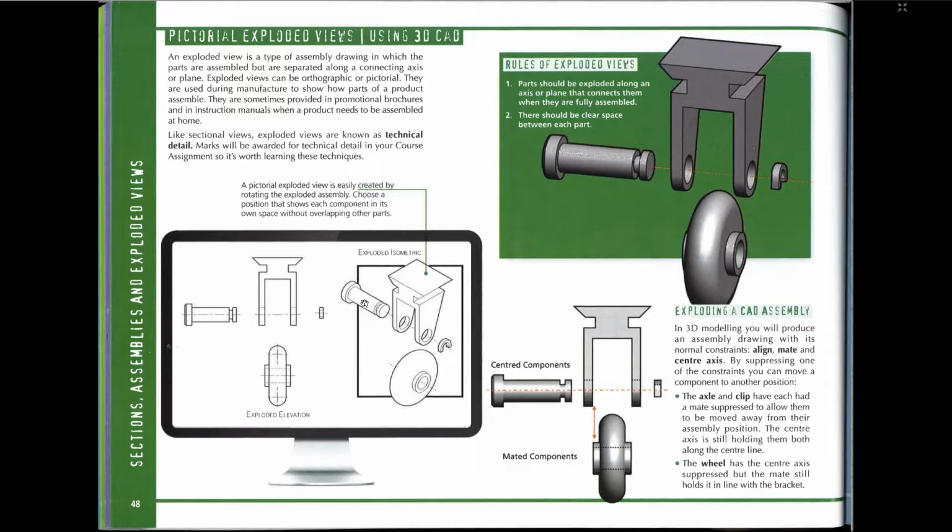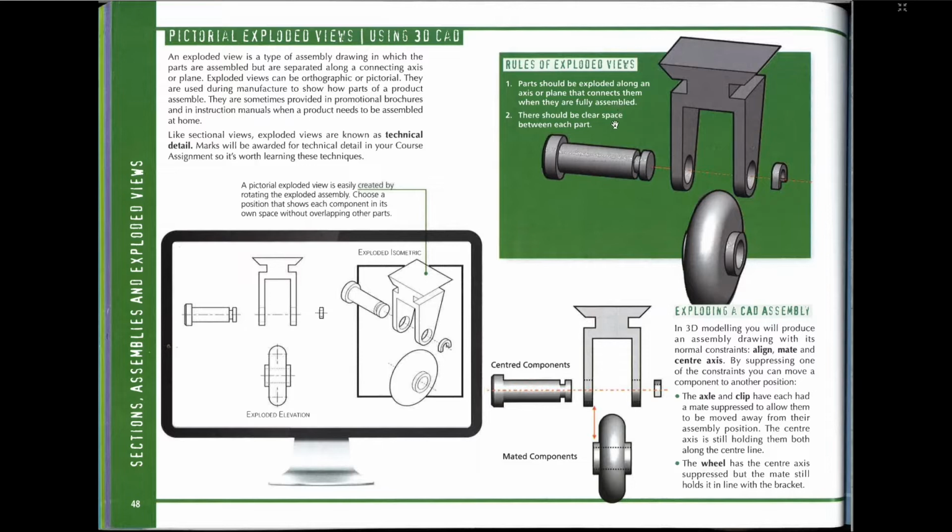They're really commonly used in instruction manuals for things like flat pack furniture and even in things like Lego. If you were to open up one of these instruction manuals, you would see a series of exploded views giving you an idea of how things should go together. So like a sectional view, an exploded view is a type of technical detail.